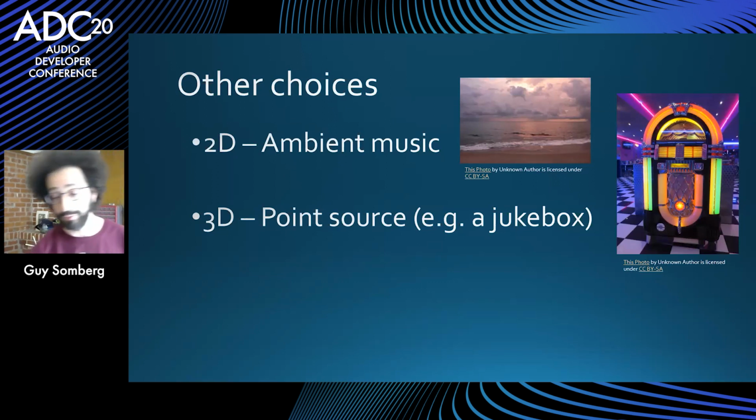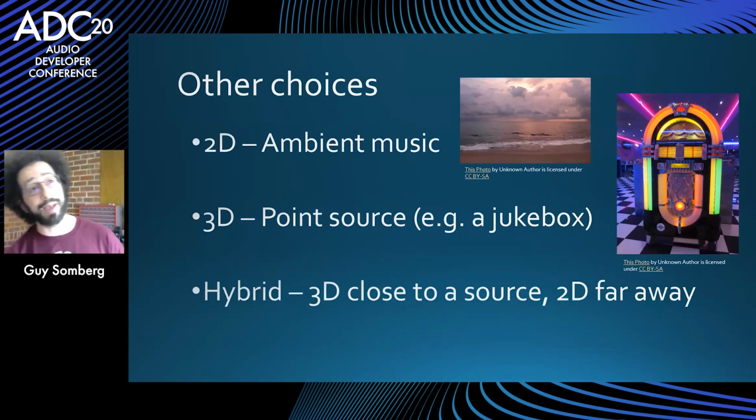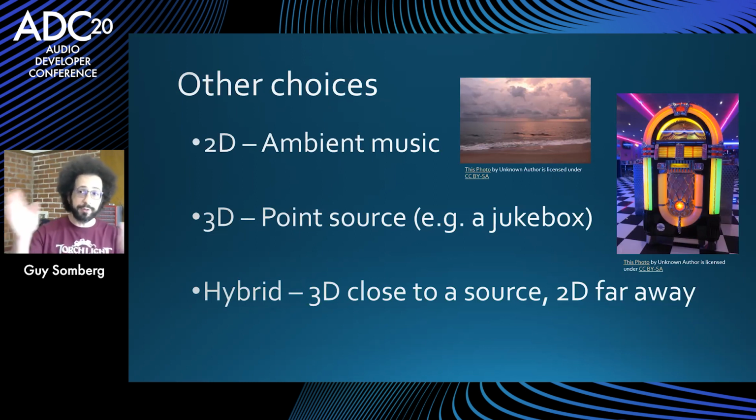The other thing you can do in this space is you can make a hybrid where as you get close to the sound source, it becomes 3D, and when you get further and further away, it becomes more and more 2D. And this is, by the way, completely automatic. You don't have to write any code to do this kind of 3D thing. You can set all of this up directly in FMOD or Wise or any of these tools.